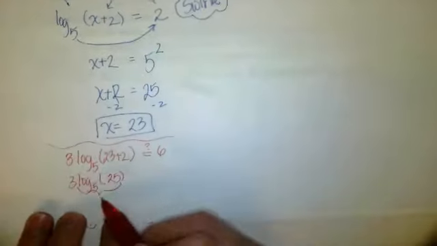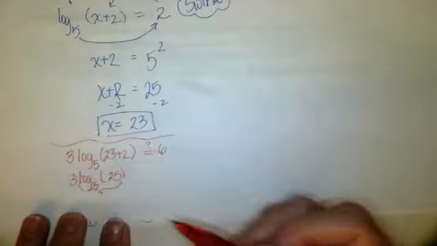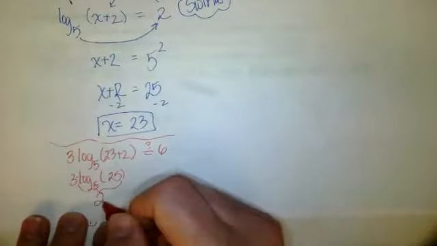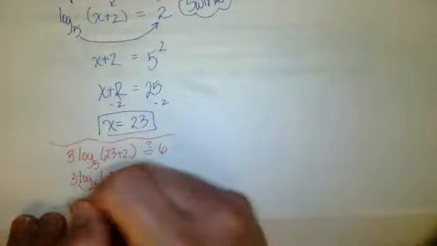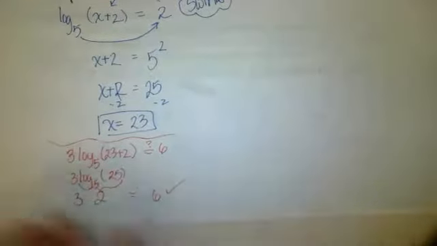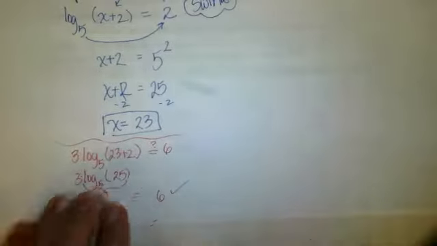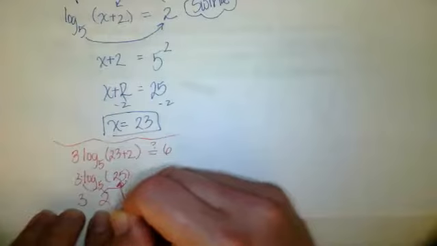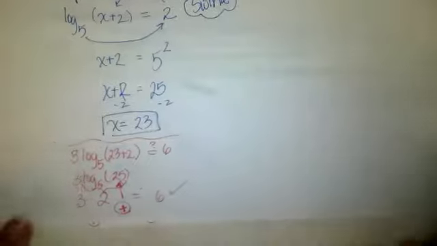What is log base 5 of 25? It's 2. 5 to the second power equals 25. So give it a swirly. That makes perfect sense then. And 3 times 2 does, in fact, equal 6. So you can work it all the way out, but I would have stopped right here. As long as inside that argument is positive, it's going to work fine, as long as you did your math right. Good. Always good to check your answers.